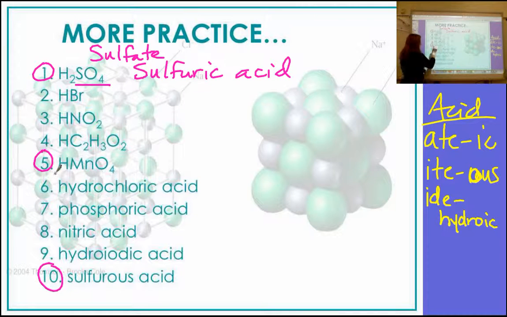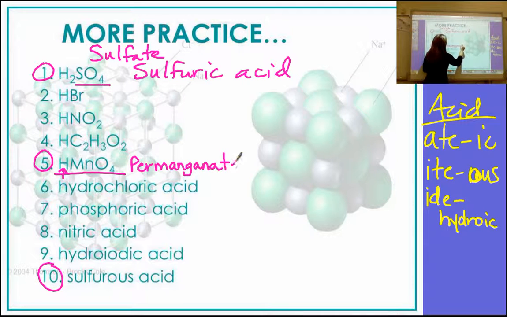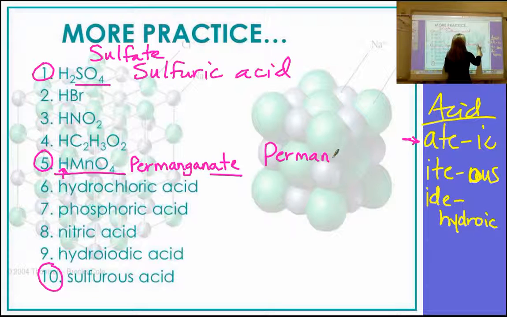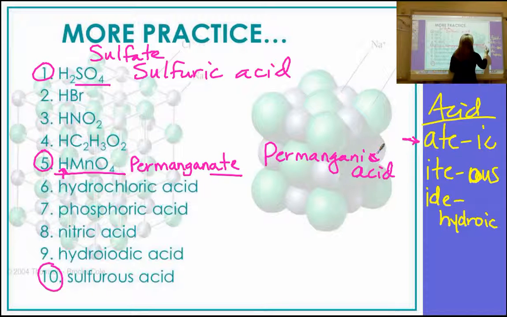Number 5. Number 5 I know is also an acid. It has an H. I name it using the anion only, MnO4. If I look at my list, MnO4 is permanganate. Again, I end in -ate, so -ate changes to -ic, so it would be permanganic acid.